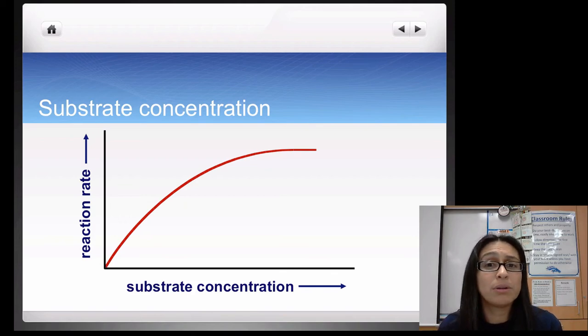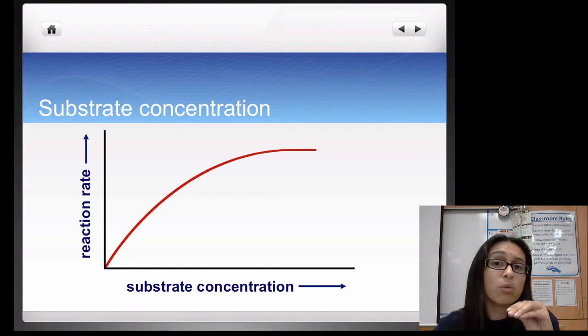All the enzymes are bound to substrate, and any additional substrate you add has to wait in line in order to be broken apart and turned into product. So in this case, the enzymes are the limiting factor. They're stuck at a certain number while we add more and more substrate.